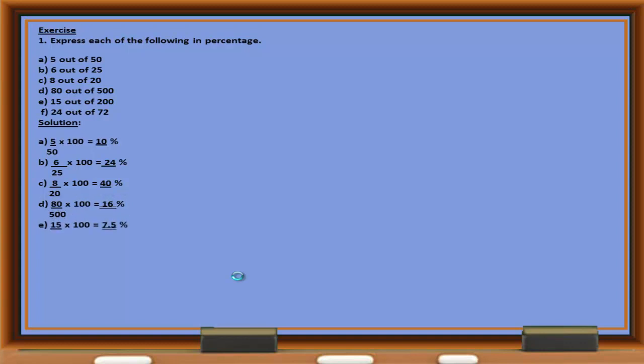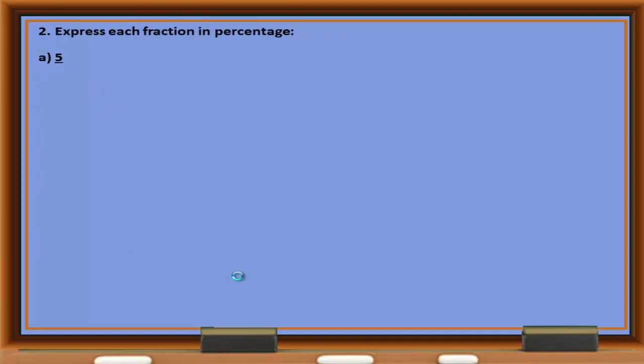E. 15 out of 200 times 100 is 7.5%. F. 24 over 72 times 100 is 33.3%. Number 2. Express each fraction in percentage.